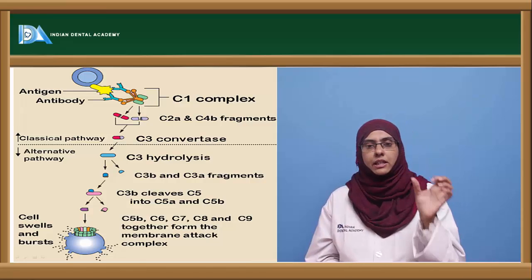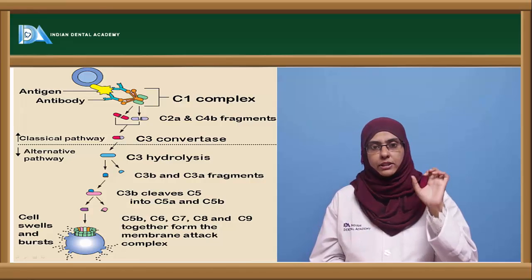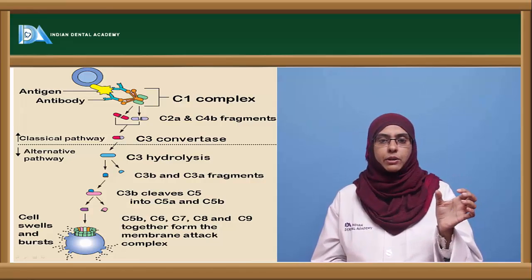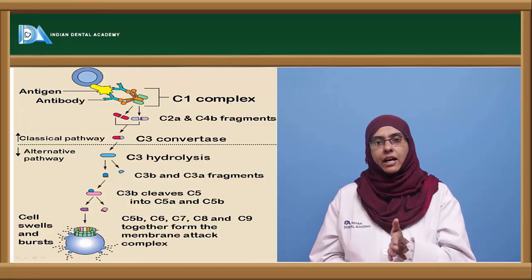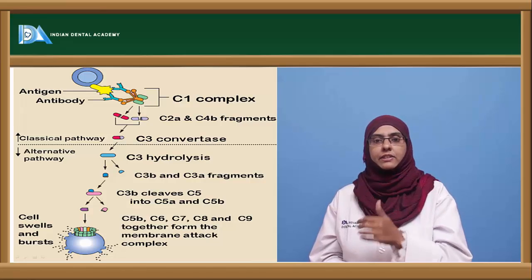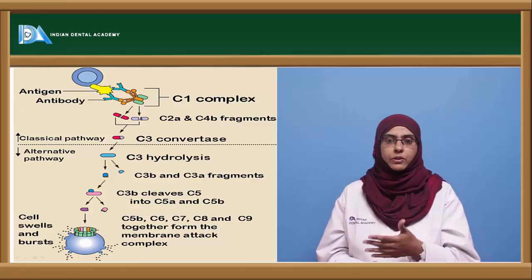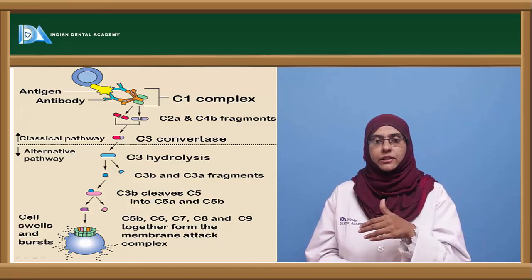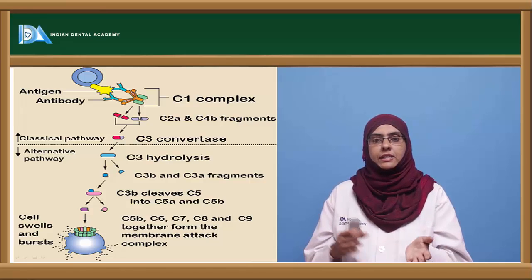So C1 has three subunits: C1q, C1r and C1s. C1q binds to the Fc portion of the antibody molecule that has interacted with the antigen. It activates C1r to form a serine protease, which in turn activates C1s. Now C1s has a substrate in the C4 complement protein. When C1s acts on C4, it cleaves C4 into two components, C4a and C4b.